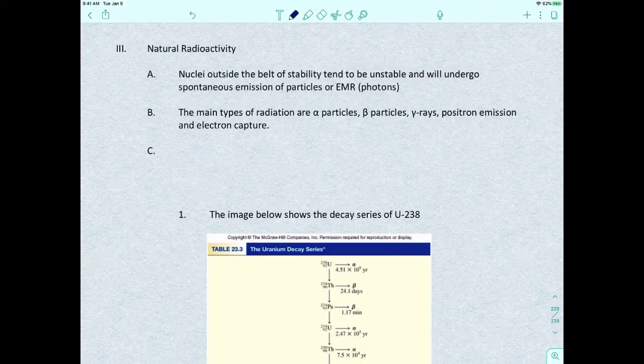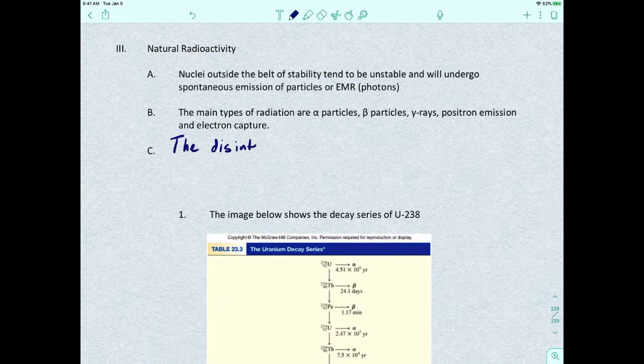Okay, so we talked about being inside the belt of stability in the last video, and we said that nuclei outside of the belt of stability tend to be unstable, and they're going to undergo a spontaneous emission of particles or photons. And we talked about the main types of radiation being alpha particles, beta particles, gamma rays, positrons, and electron capture. Now, that first step where that species gives off an alpha particle or a beta particle or a positron or gamma rays or electron capture, that first reaction, which we call a disintegration, okay?